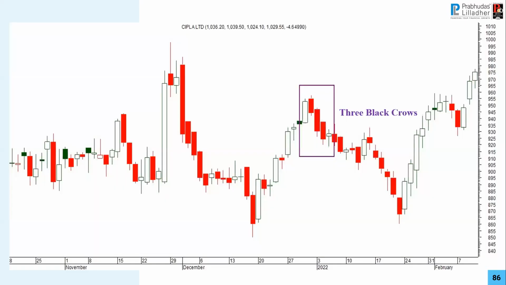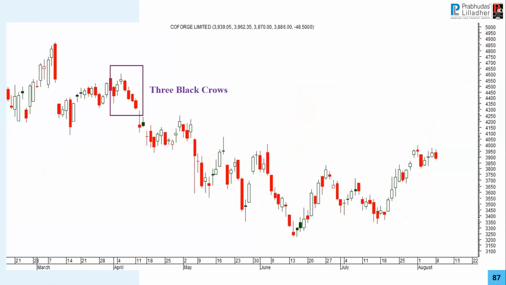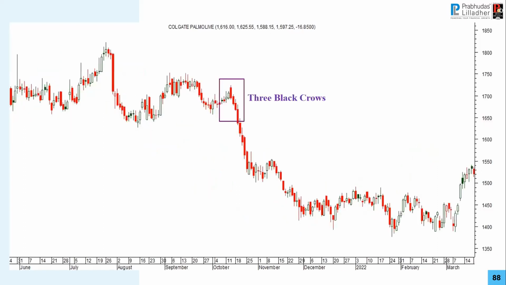So here is an example of Cipla. We are seeing that the red candle, which also is a hint of a bearish piercing or the dark cloud. Second one supported, third one supported, giving us a convincing view that yes, this is also the indication of a weak bias. Here is another example in Coforge, three black crows, three consecutive red candles, followed by the strong downward move that we are witnessing after that.